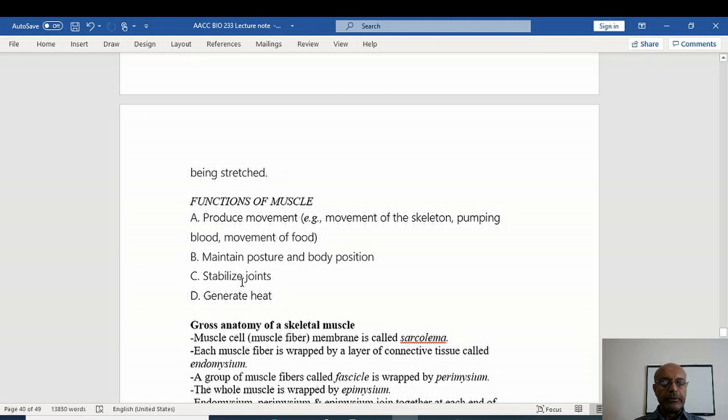Otherwise, we wouldn't be able to stand up because our knee joint would have flexed or our hip joint would have flexed. We can stand upright because of muscles.